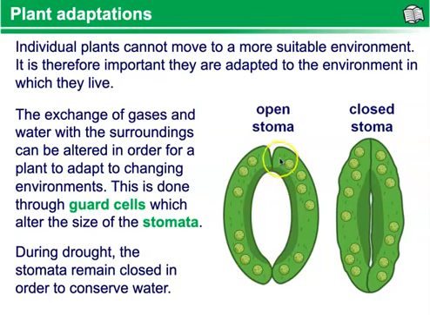So in this image, the guard cell is on the outside, and the stomata is the opening that's allowing for gas exchange. During drought, the stomata remain closed in order to conserve water. When there is plenty of water and lots of sunlight, these stomata will open up by the guard cells expanding, and gas exchange and water exchange can take place.